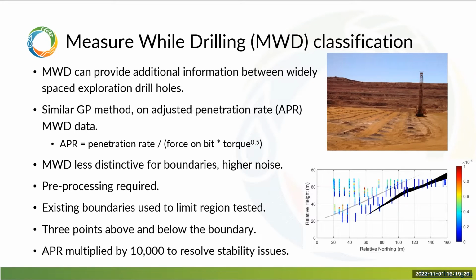In this case, the data used was adjusted penetration rate, averaged to half-metre intervals and multiplied by 10,000 to resolve instability issues in the GP training. So this adjusted penetration rate is pretty much unique to this particular sort of application. It's just the penetration rate, so how fast you're drilling down, divided by your force on bit and torque, and it basically accounts for the penetration rate, but including how much energy you're putting into the drilling to make it more consistent between different drilling modes and features.